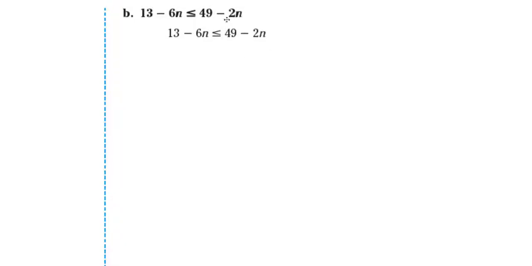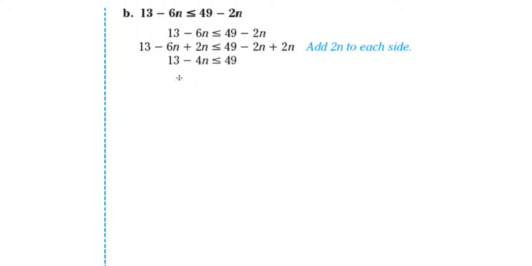negative 2n. And in order to undo negative 2n, we add 2n to both sides. So you now have 13 minus 6n plus 2n is less than or equal to 49 minus 2n plus 2n. We add 2n to each side. Adding 2n to each side, we end up with 13 minus 4n less than or equal to 49.